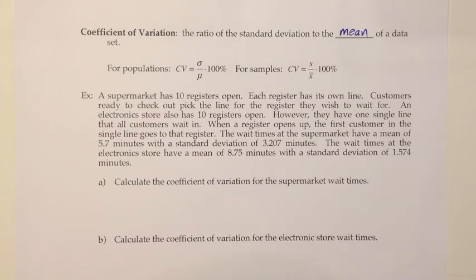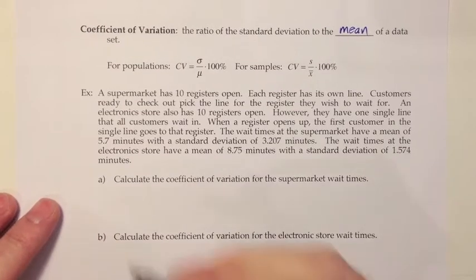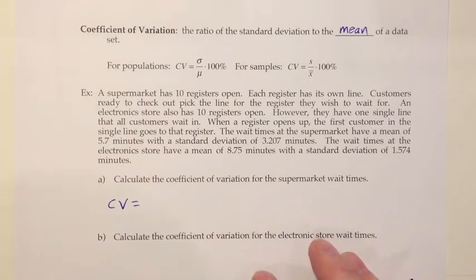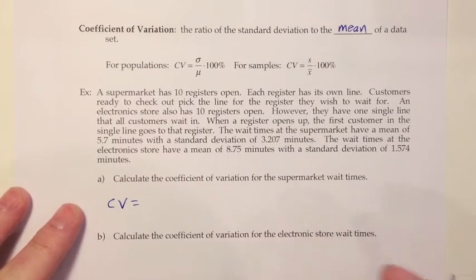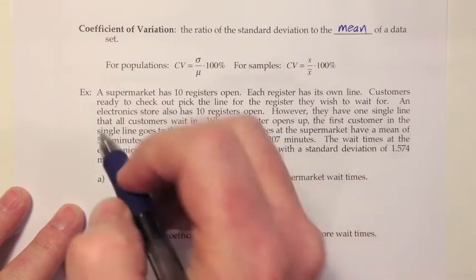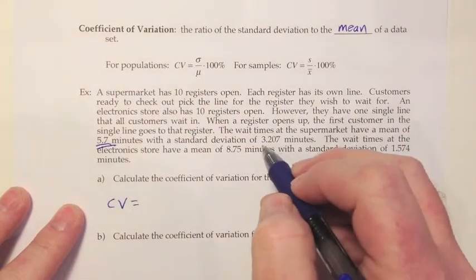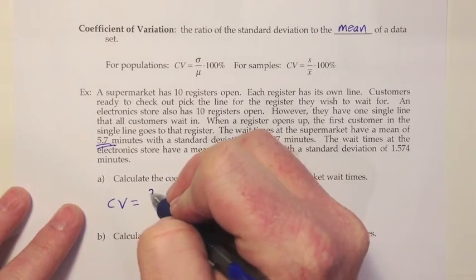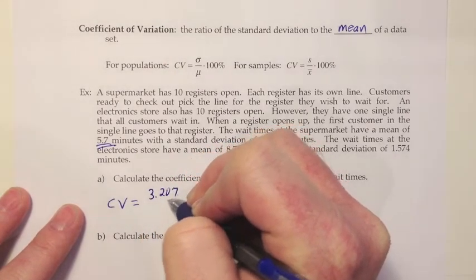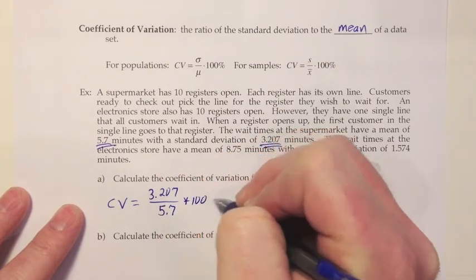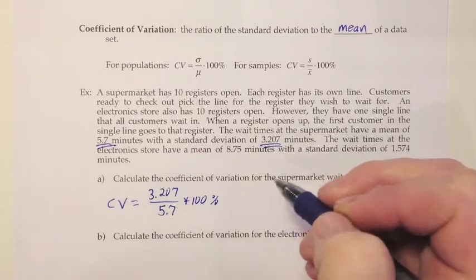So let's calculate the coefficient of variation for each of those. We'll start out in part A looking at that for the supermarket wait times. So we want to come up with the CV, and we want to take the standard deviation divided by the mean times 100%. So for the supermarket, the wait times have a mean of 5.7 and a standard deviation of 3.207. So according to the formulas, we take the standard deviation, 3.207, we divide that by the mean of 5.7, and then we multiply that times 100%. That times 100% as part of the formula is optional.